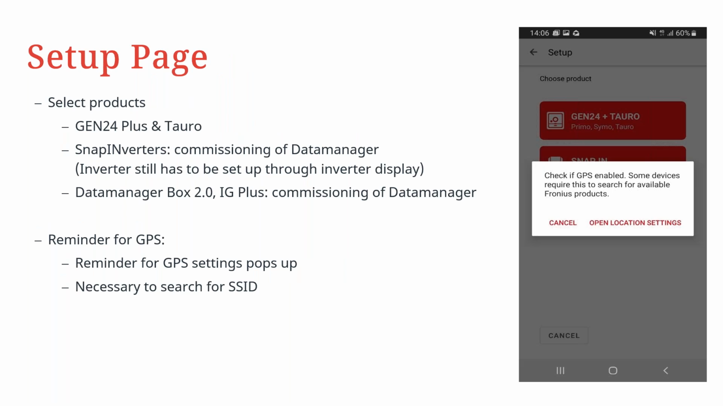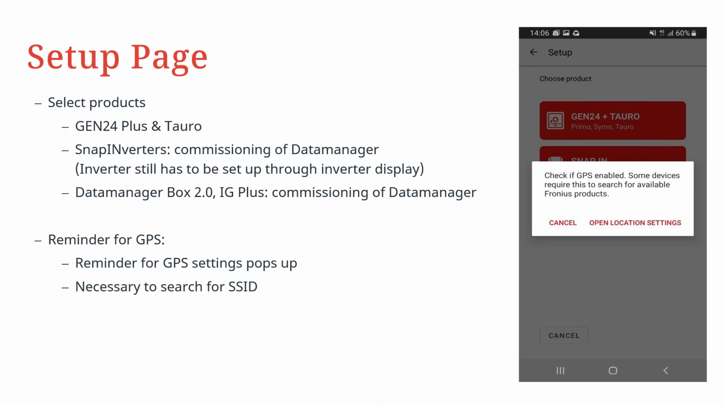The next step will be the setup page. This is where you'll select the product which you are commissioning. In this case, it can either be a Gen 24 Plus and Tauro unit, or the Snap inverters, which is commissioning of the data manager itself and not the inverter, as the inverter's commissioning is done through the inverter display or a Reservo card, as also mentioned, as well as doing any of the external cards, such as the Data Manager Box 2.0, or doing an older Fronius inverter such as the IG Plus, which is then also doing the commissioning of that device's data manager.